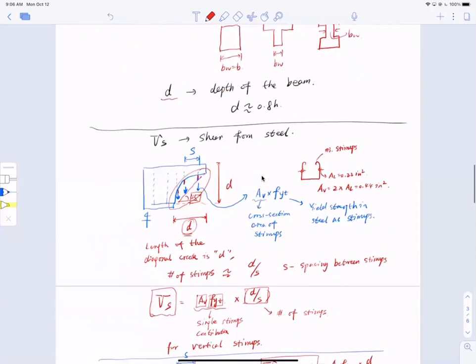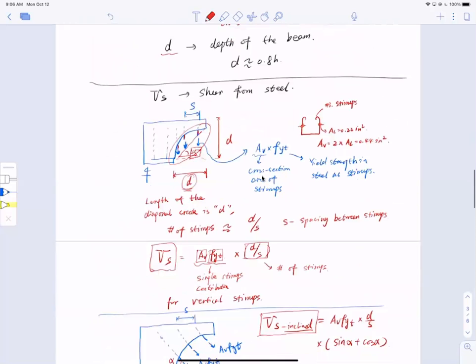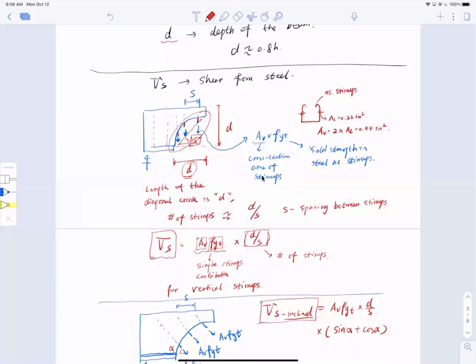And let's take a look at the steel. One big assumption we assume here is that the shear crack follows a 45-degree angle, a 45-degree angle of a diagonal crack. So that means the depth d equals the width of the crack, d here. These are equal to each other.